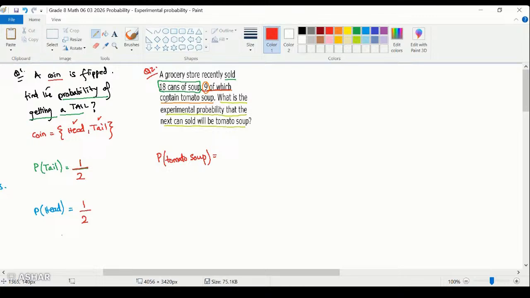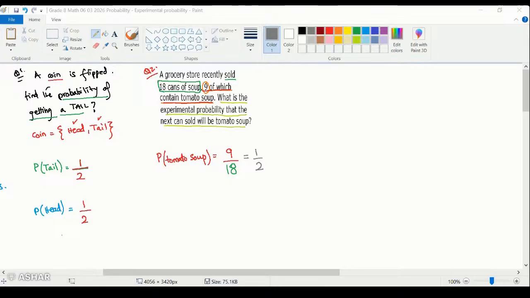9 of them were tomato soups, right? Out of the total, what was the total number sold? There were 18 cans sold. So can we simplify this? 9 upon 18 would be equal to 1 upon 2. Agreed? That means the probability for the next can sold would be 1 upon 2 as well, right? We just simply need to find the probability. What is the possibility or what is the probability? Do we agree on this?